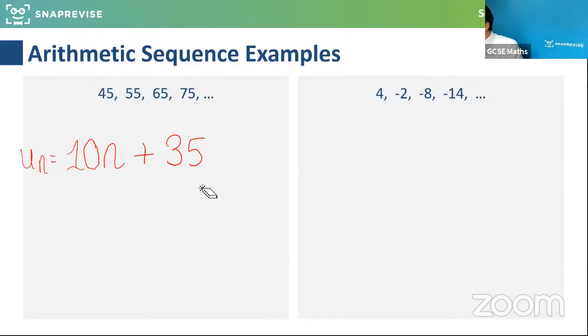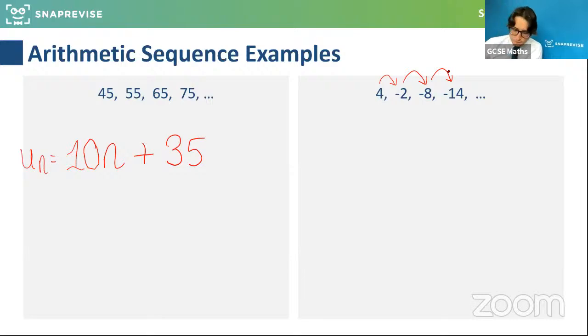Let me know if you think you've got a rule for the next one. So let's look at what's happening with this sequence. And we need to think, is this sequence going up or down? This is where it's a little bit trickier, because we've got to look carefully at how it's progressing. And it is progressing by the same amount.